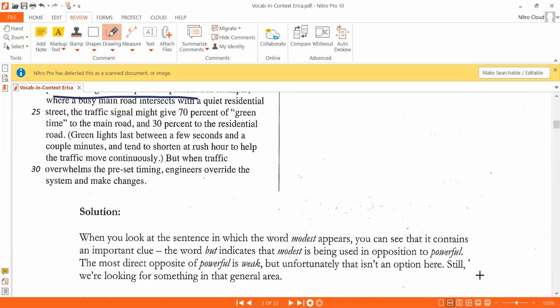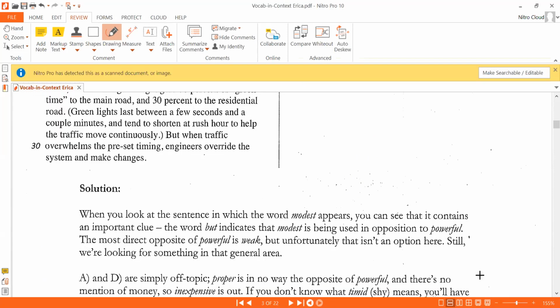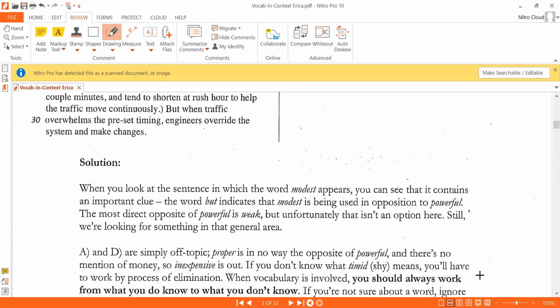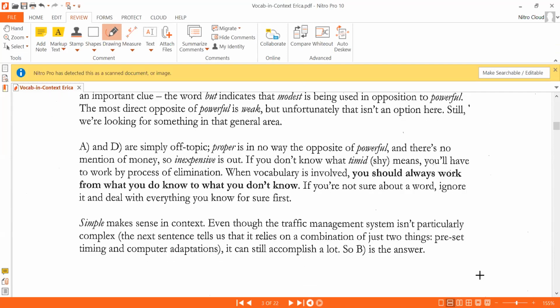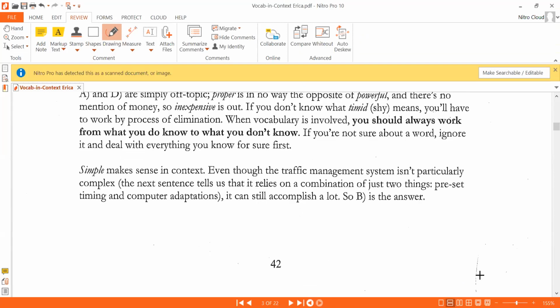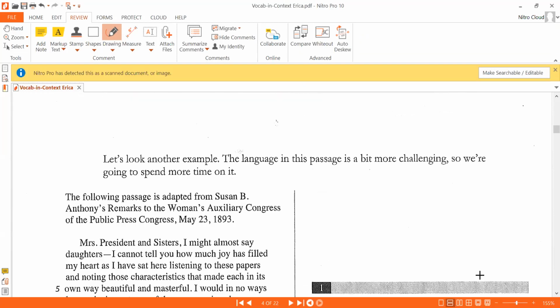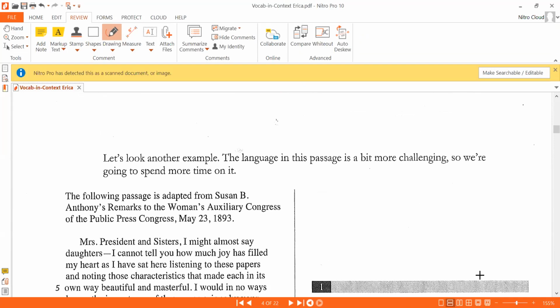The but indicates that modest is used in opposition to powerful. And the most direct opposite of powerful is weak, but it's not an option. So maybe simple here makes sense in context, right? Yes. Because the next sentence says that it relies on a combination of just two things: preset timing and computer adaptations, right?